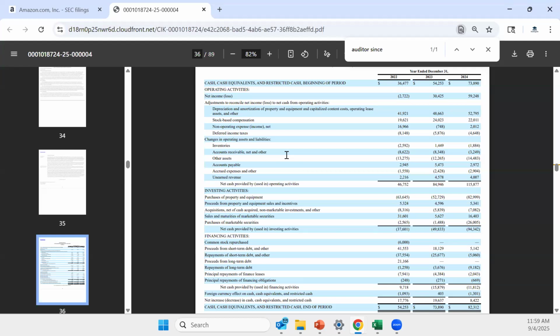So what's the story from this? They're getting a whole bunch of cash from operations and they're investing it back into the business, and they're really not borrowing a lot of cash. And that kind of makes sense from Amazon's business strategy. They have a lot of cash flow to invest back in the business, and they don't really need to borrow, especially when interest rates are as high as they are right now.